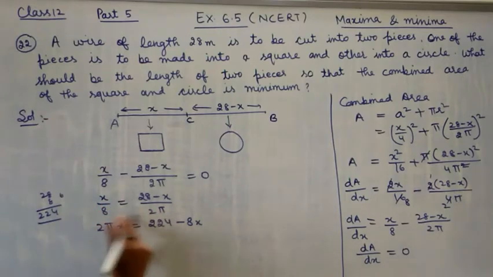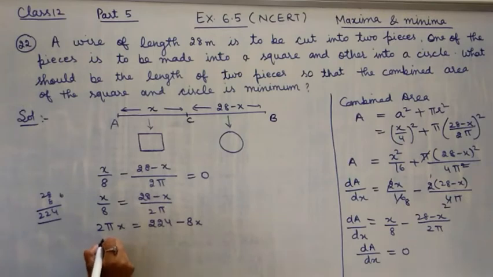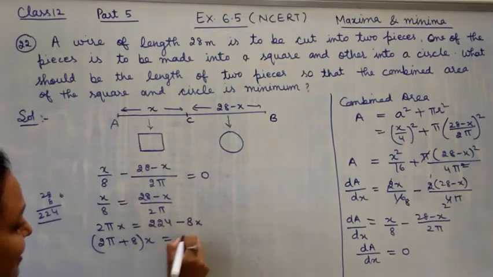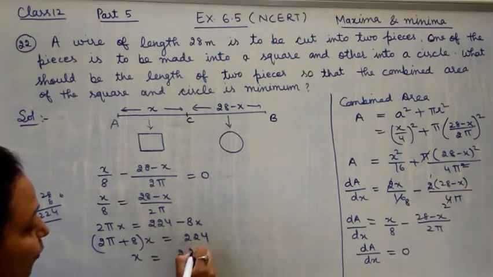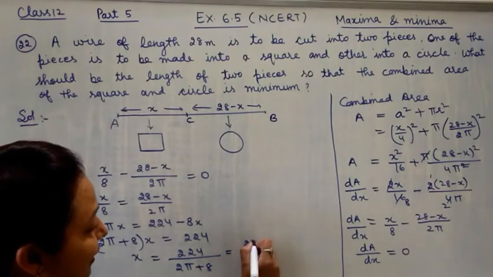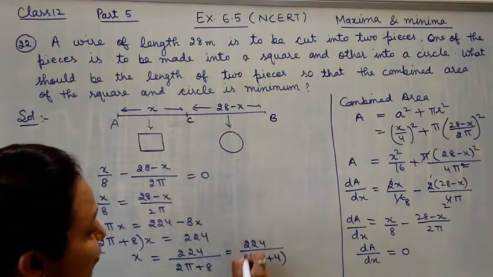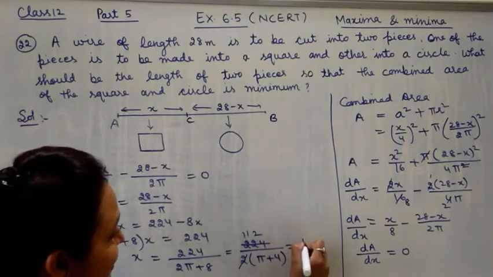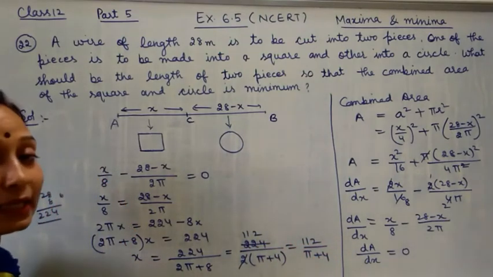After cross multiplication, I will take it to the right-hand side. This will be (2 pi plus 8) into x is equal to 224. So x is equal to 224 divided by (2 pi plus 8). I will take 2 as a common factor, and it becomes 112. That means 112 upon (pi plus 4) is the critical point.